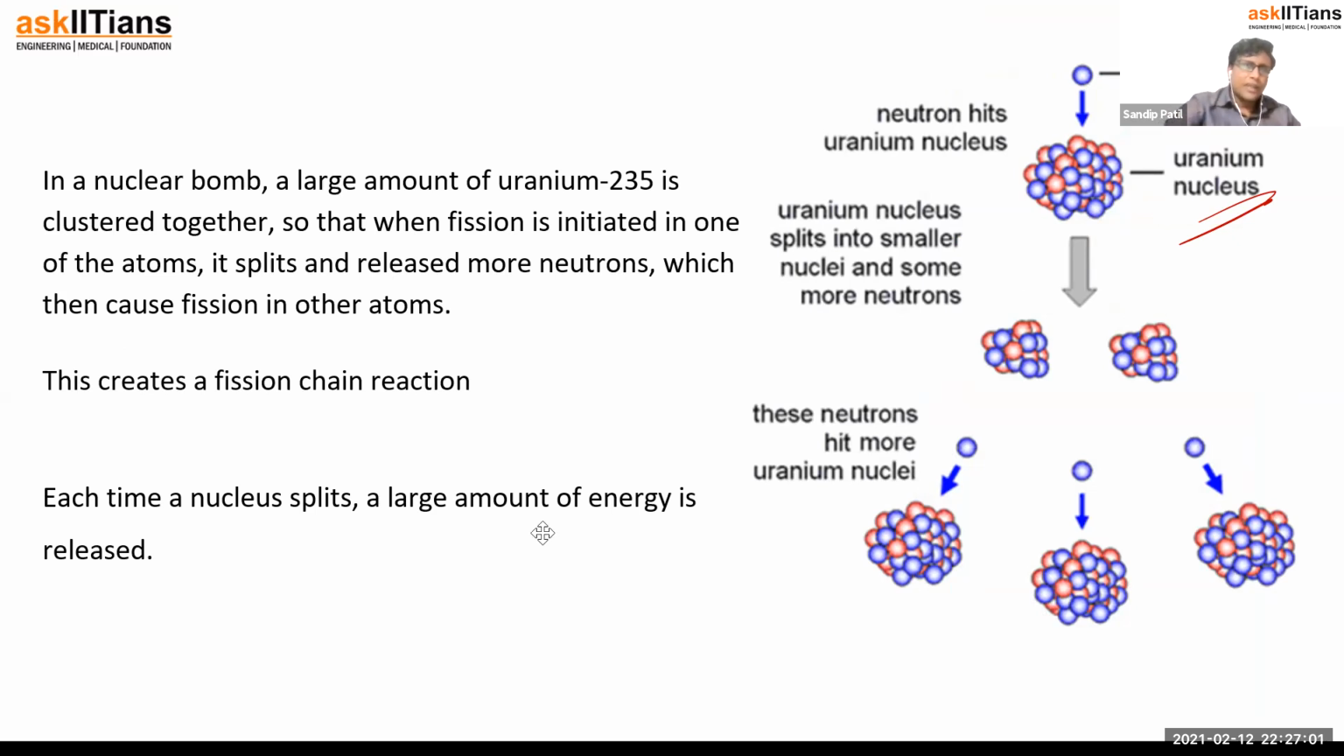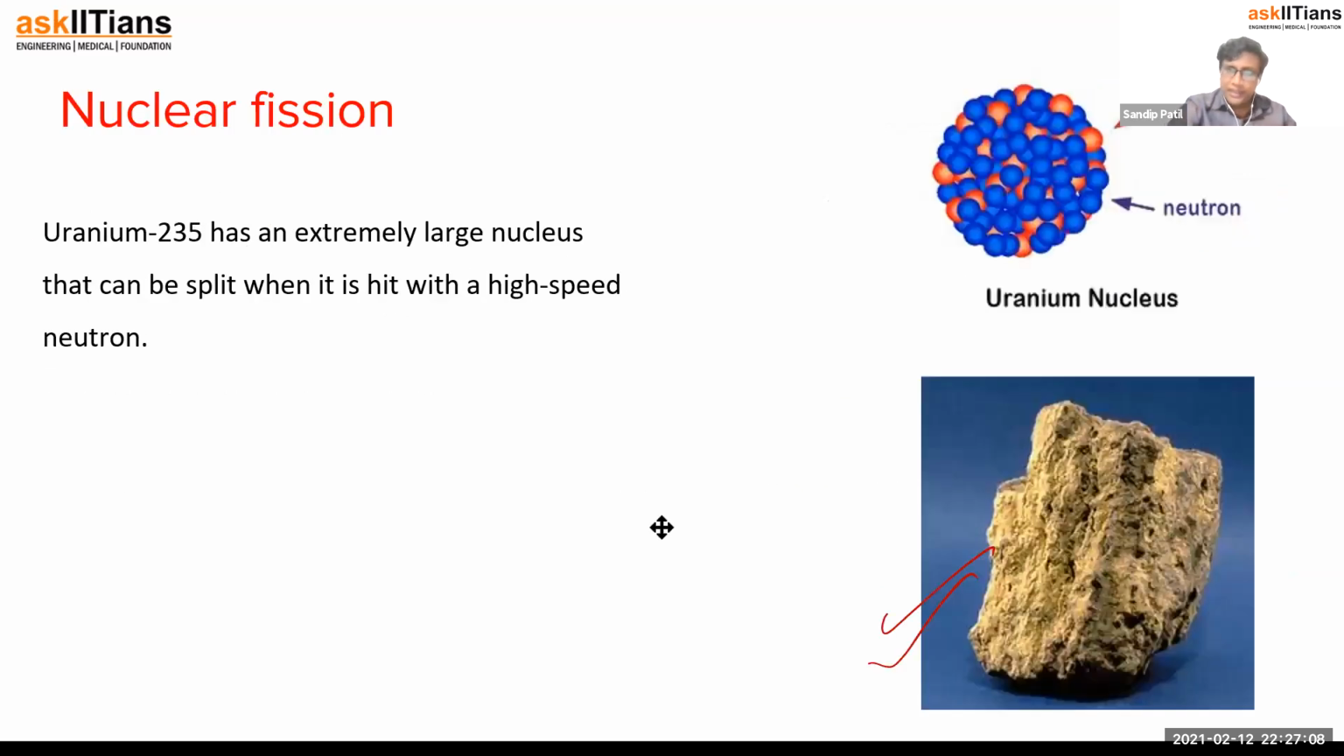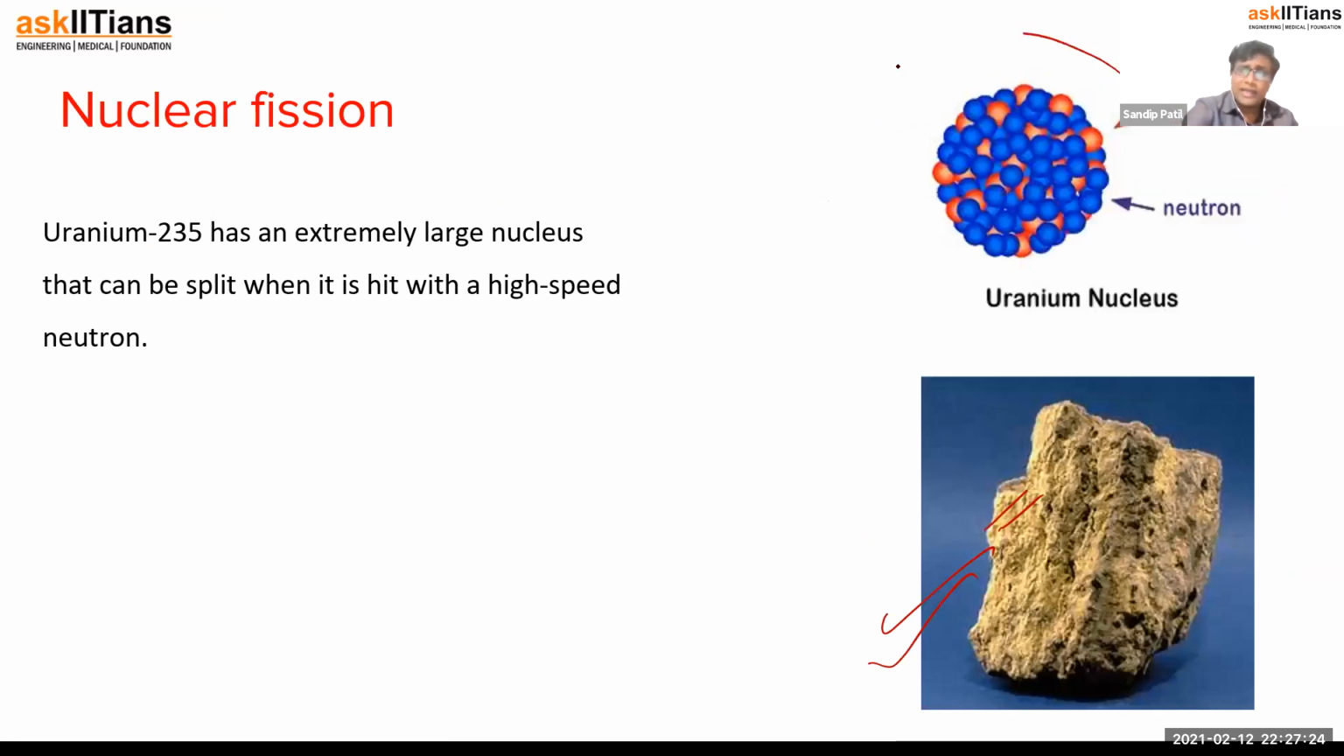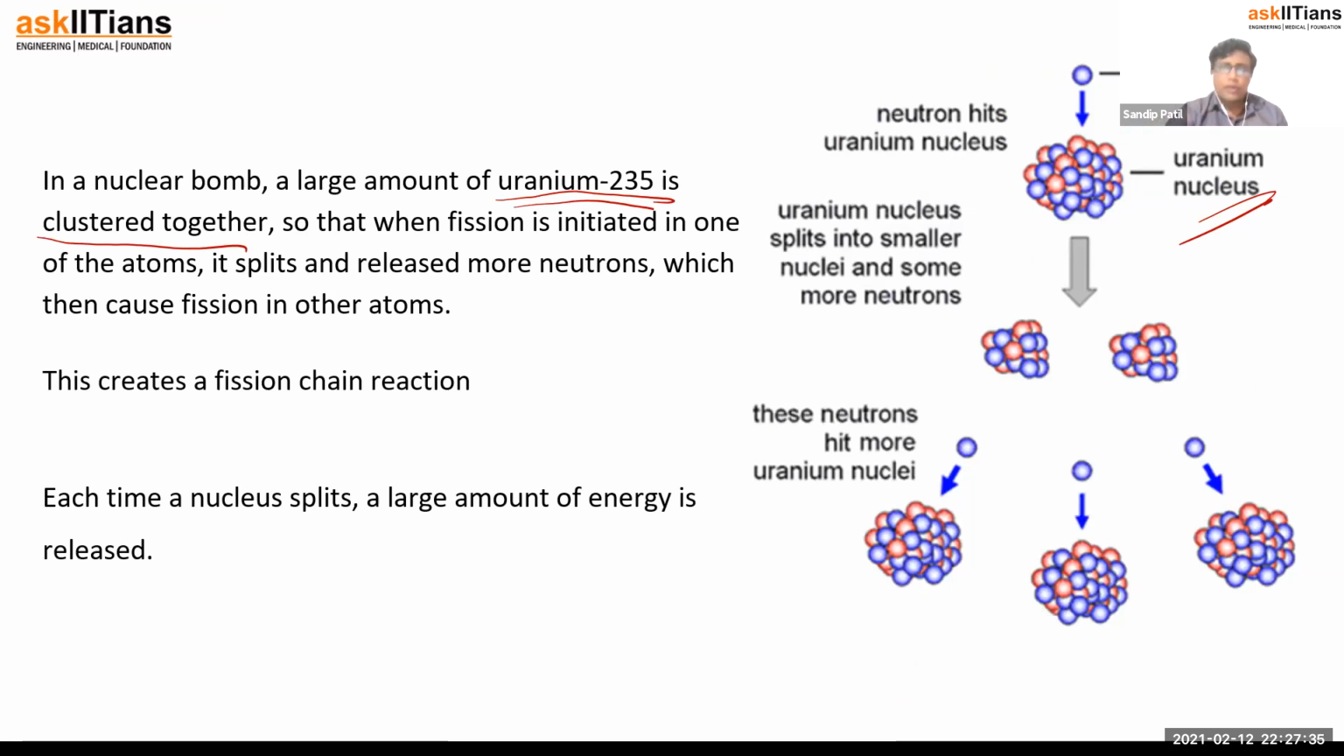So here you can see in the nuclear bomb, a large amount of uranium is clustered together, so that when fission is initiated in one of the atoms... this is only one atom, and in this uranium, you can imagine how many atoms are there. A lot of atoms, obviously, right? So what happens when you bombard a neutron on, let's say, one of the atoms? It splits and releases more neutrons. Normally, when you bombard one neutron, we get two smaller particles, right? And three more neutrons. This is first, second, and third.